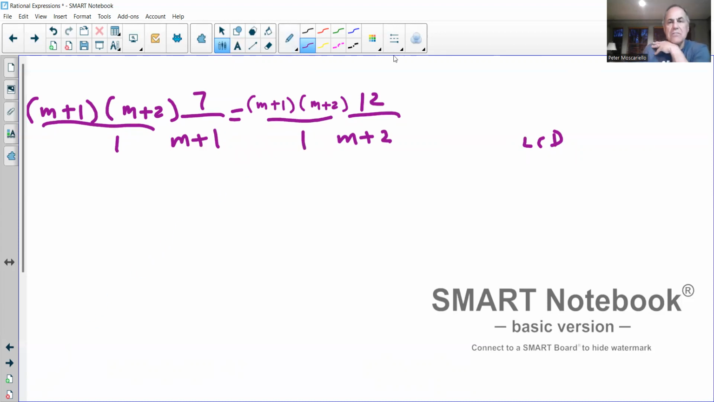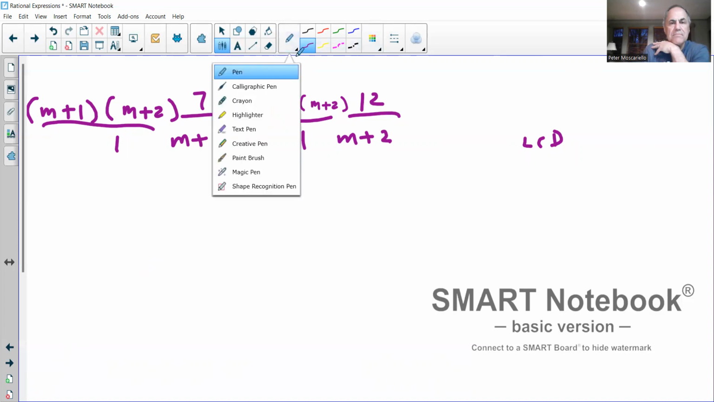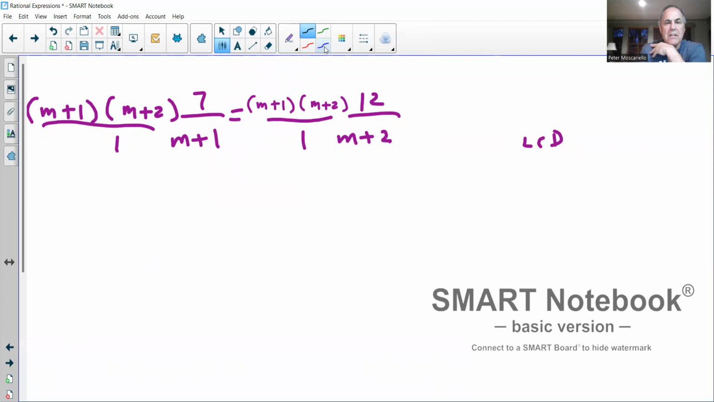Okay, so you multiply by that entire LCD over 1. Next step is to cancel. Cancel m plus 1, m plus 1. Over here, cancel m plus 2, m plus 2. Next step's multiply what you got left.